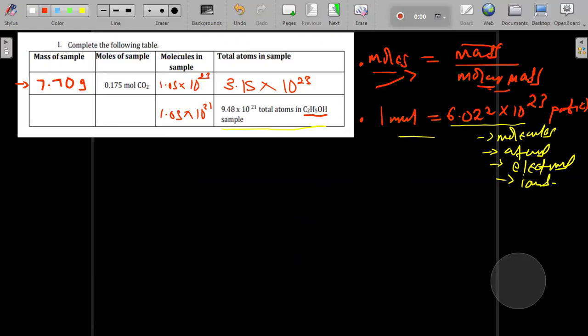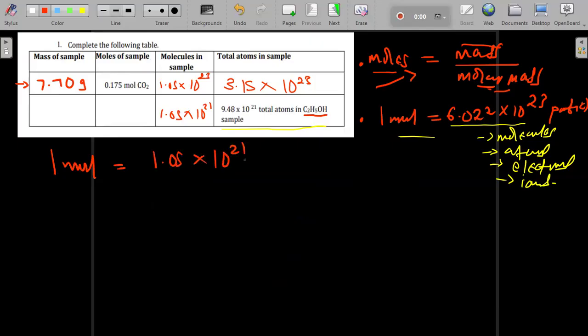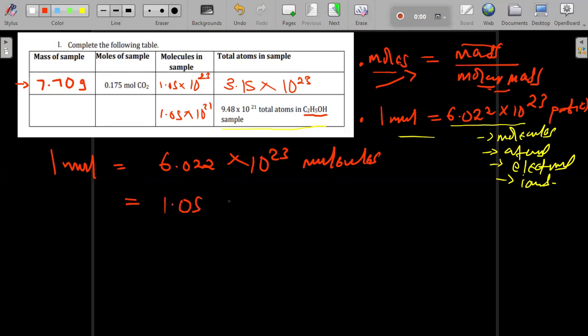All right, so now that we have the number of molecules, we can find the number of moles, and finally we can find the mass. So we're going to say one mole of anything contains 1.05 times 10 to the power 20. No, I went ahead of myself. One mole of anything contains 6.022 times 10 to the power 23 molecules. And then what if I have 1.05 times 10 to the power 21 molecules? How many moles am I going to get here?